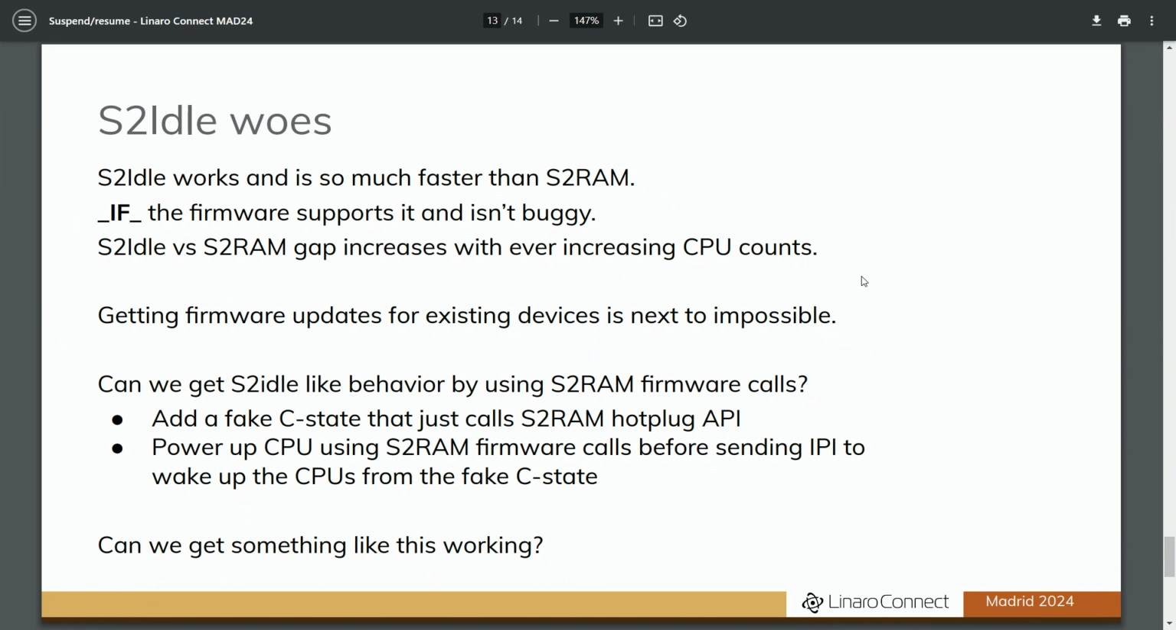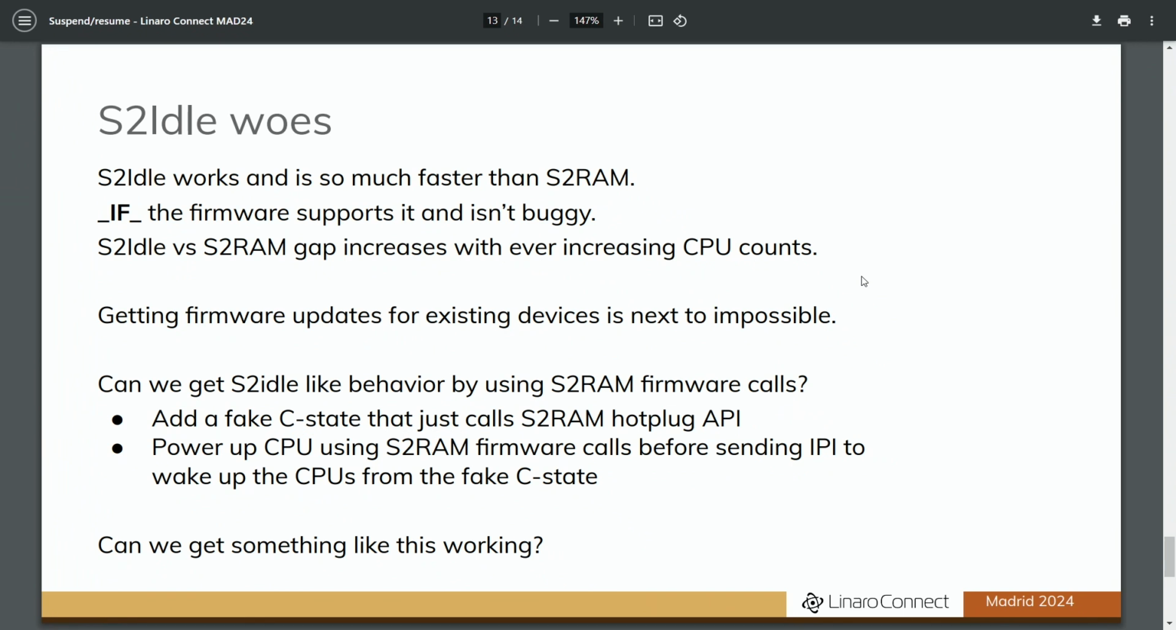So my question here is kind of looking at Wolf: can we implement something like S2 idle, but using the S2 RAM PSCI calls, where you hide it underneath a shim or another C state? You fake it: when you're trying to go to idle, just call the hot plug APIs to power off the CPU. Then when you're trying to wake it up out of the C state, before you send an IPI to wake it up, power it back on. That's something I seriously want us to look into. I'll try to work with Wolf on that.